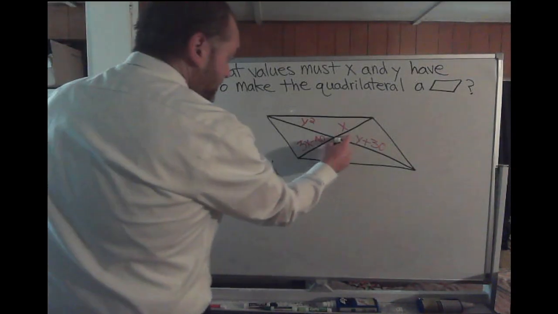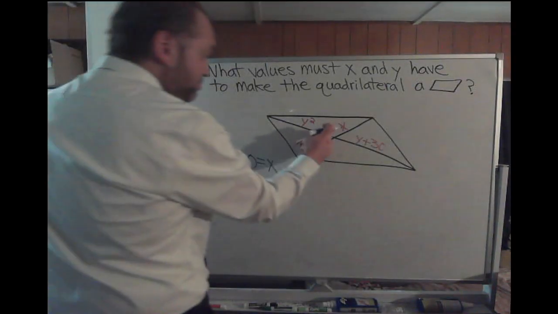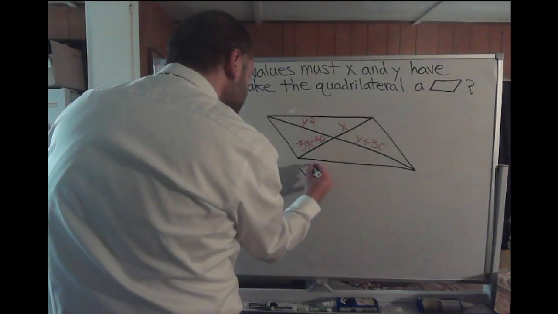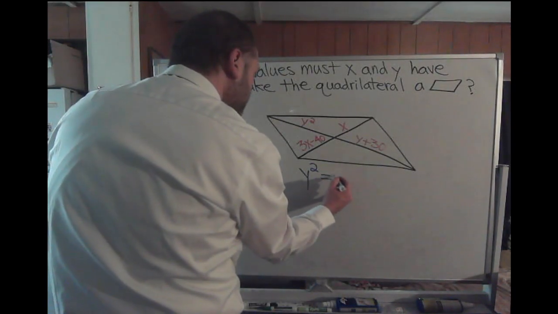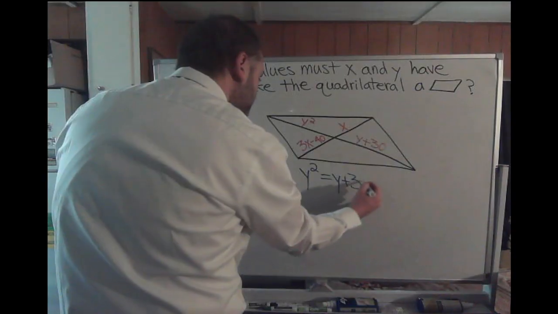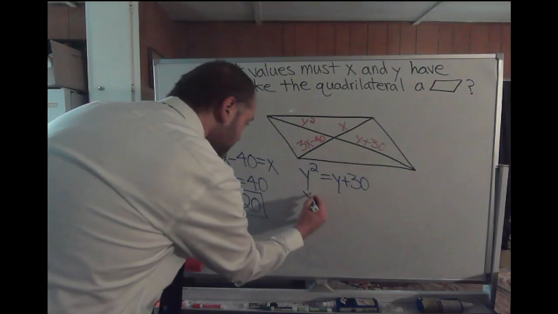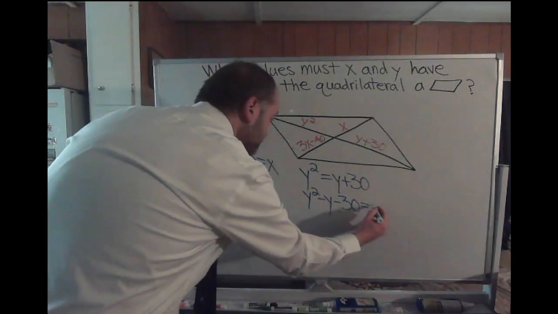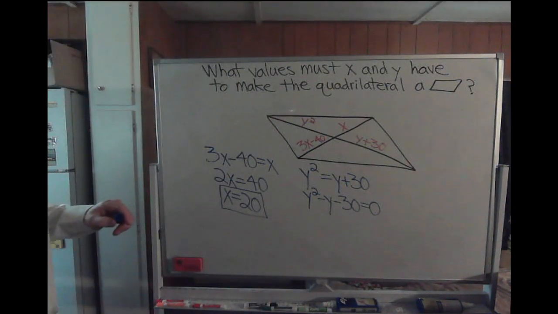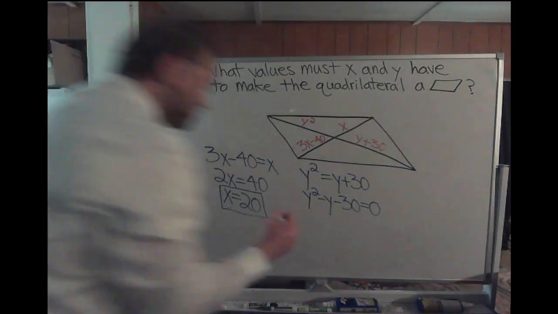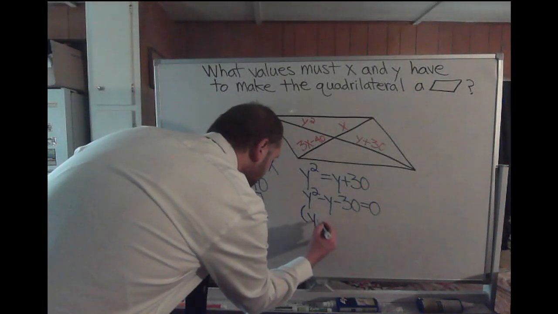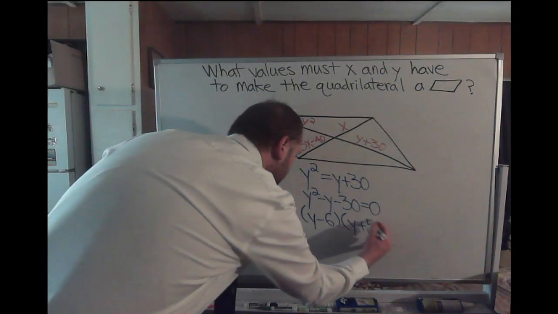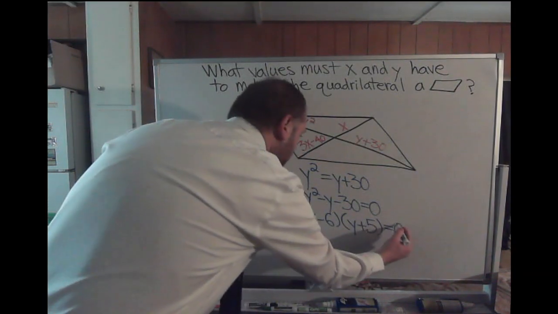Now, we got to deal with this other diagonal. Still, they would bisect each other, meaning that each half is congruent to each other. So what you would do next is to solve for y, set y squared equal to y plus 30. Which would end up changing into y squared minus y minus 30 equals 0. Now we have a quadratic equation to solve, which would end up factoring into y minus 6 times y plus 5 equal to 0, right?